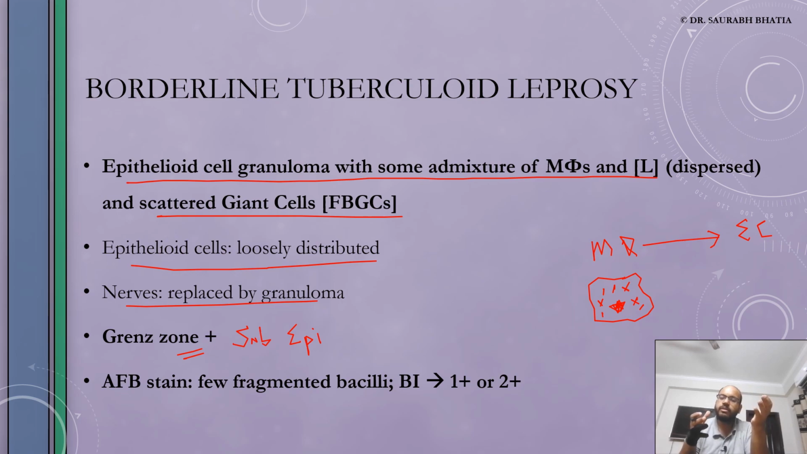But the Grenz zone now starts to appear. Fully formed Grenz zone is seen in the lepromatous pole, but it starts to appear. AFB shows a few fragmented bacilli because the body is not able to completely clear the infection. So a few fragmented, broken bacilli are still seen, and the bacteriological index ranges from +1 to +2. Okay, let's move forward.